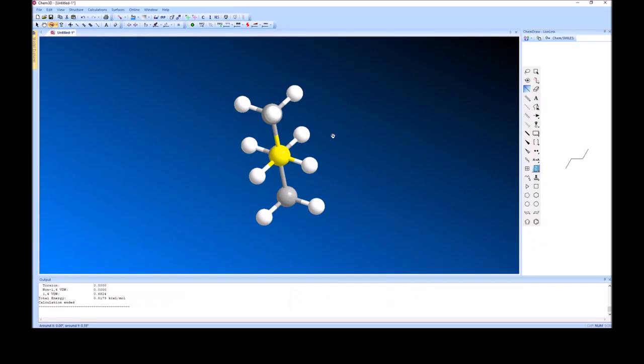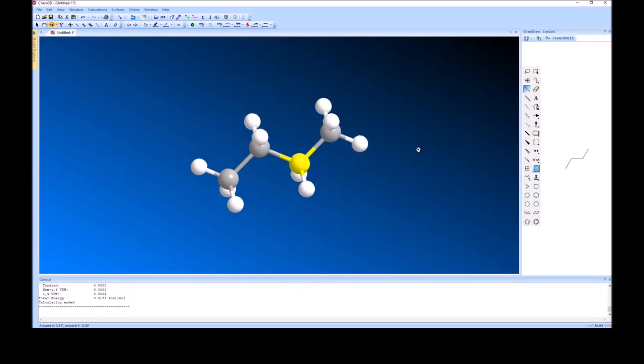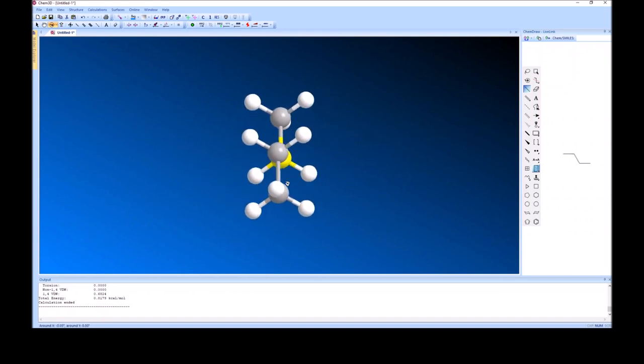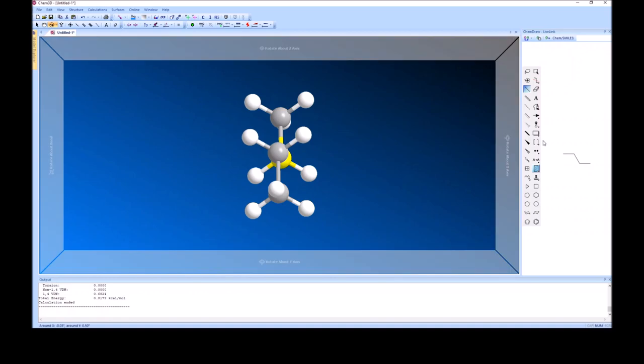So let's go back to ChemDraw 3D and see if I can rotate this. I'm going to call this right here a methyl group. So I'll see if I can change the atomic label.